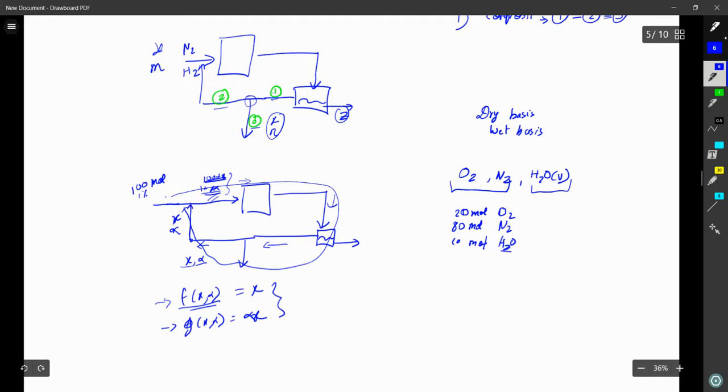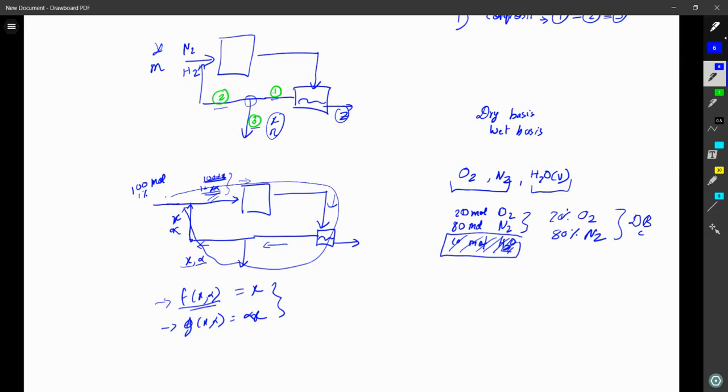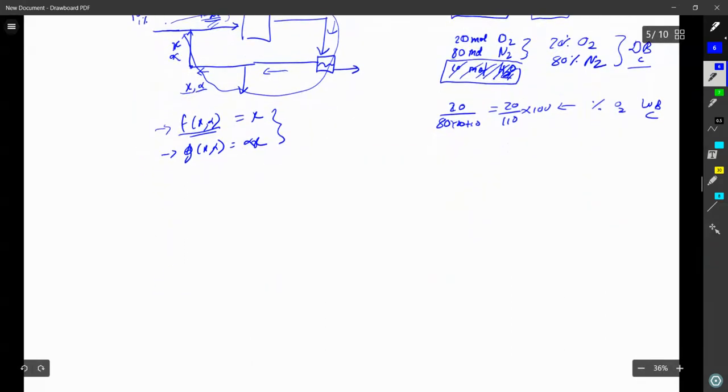When I ask what is the composition of air on a dry basis, you completely ignore water and give the composition of the rest. So it's 20% O2 and 80% N2. This is the dry basis composition. Now let's say I ask for the wet basis composition. You'll have 20 divided by 80 plus 20 plus 10, which is 20 by 110, times 100, and whatever comes out is the percentage of O2 on a wet basis. So basically in dry basis you ignore whatever water is there, and in wet basis you consider the water. That's about dry basis and wet basis.